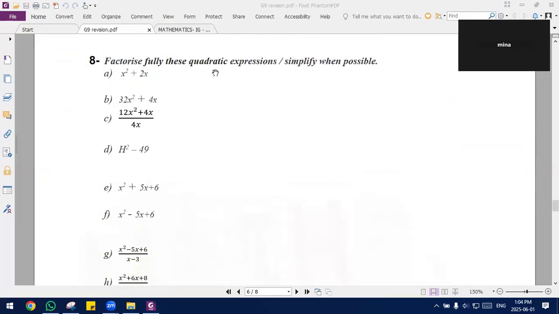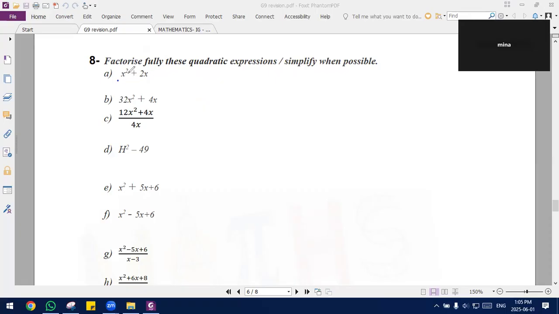Factorize fully this quadratic expression and simplify the answer. First one, we have x squared plus 2x. Do you know what factorizing means? We need to take the common factor outside, divide, and then make it a bracket. Let me show you the first one. First, I look at the numbers. Here I have 1, it's not written. Here I have 2. Any common number between 1 and 2? No, there is nothing.